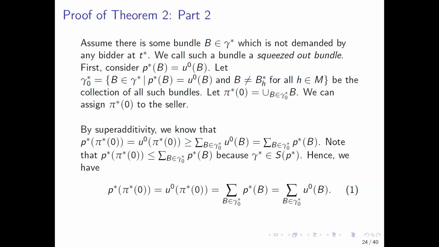Namely, we need to prove that this union of such bundles is optimal to the seller. Okay, so now look at the collection of such squeezed out bundles, which are equal to the reserve price, but are not those which are demanded by the bidders. Okay, this one.